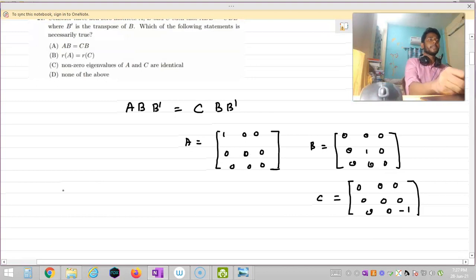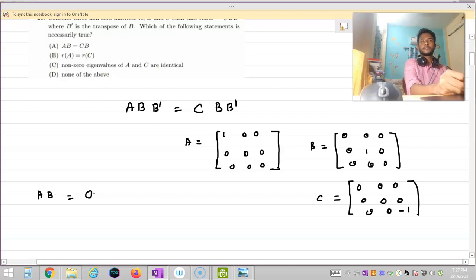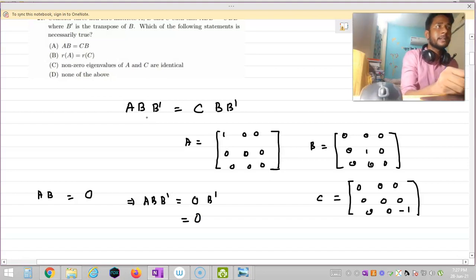Now what is AB? If you multiply A with B, we will get the 0 matrix. You can check it: each row multiplied with each column gives 0. So AB is equal to 0. So if AB equals 0, then ABB' is equal to 0 times B', which is 0. So the left hand side is equal to 0.